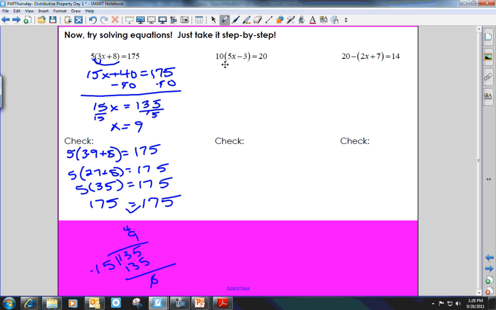For the second one, actually I'm going to have you do number 2 by yourself. It's very similar to the first one. Let's talk about the third one.